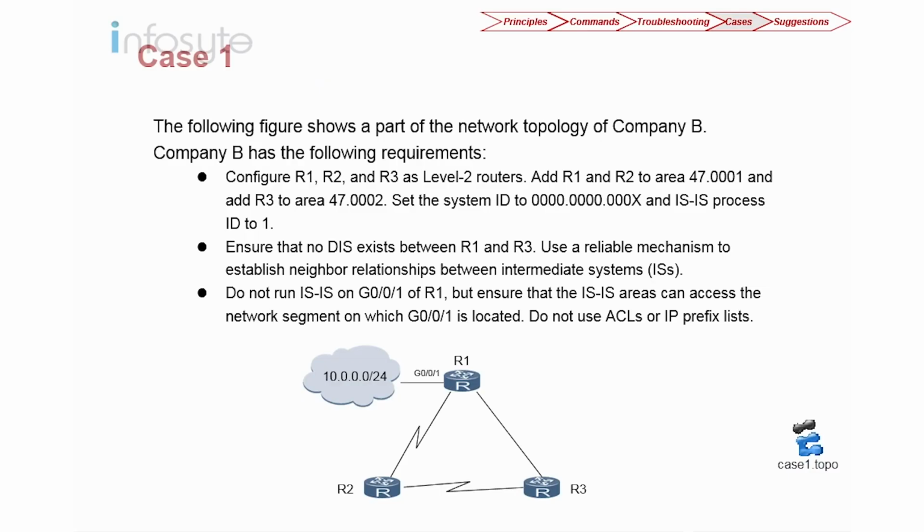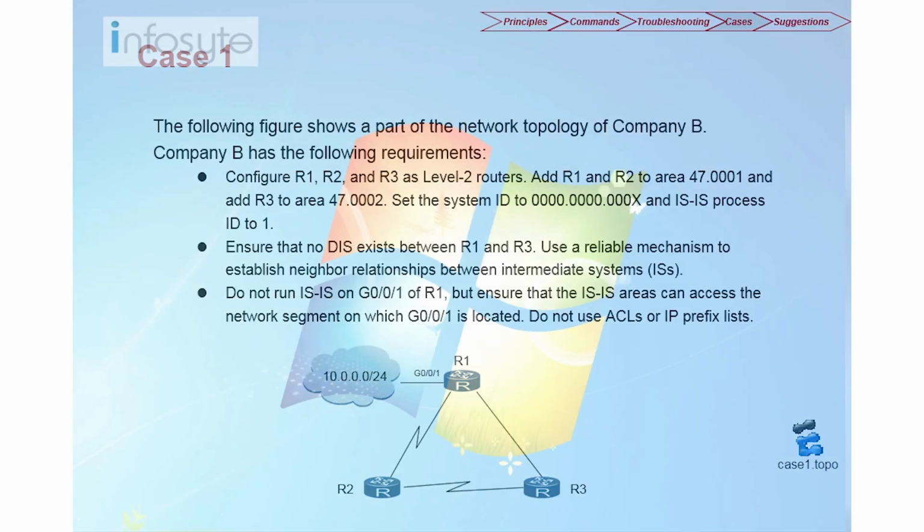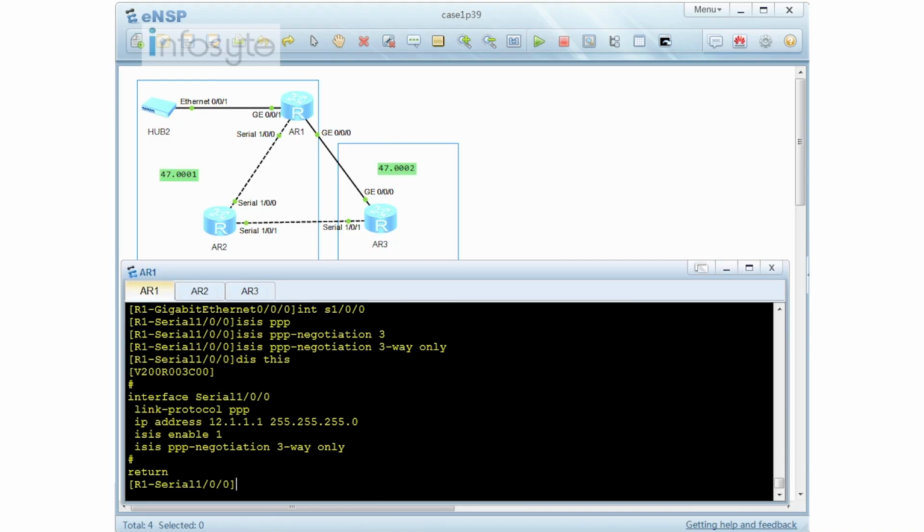Okay, let's look into the third requirement. It said that do not run ISIS on gig 001 of R1, but ensure that the ISIS area can access the network segment on which gig 001 is located. Do not use ACL or IP prefix. So for this, we are going to use the import route.